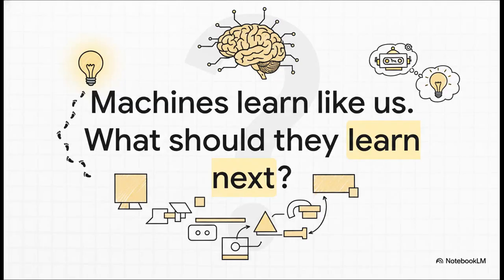So there you have it. It's kind of wild, right? Machines learn in ways that are actually pretty human. They can learn from a teacher, they can discover things for themselves, and they can learn from their mistakes. And all of that leaves us with one last big question to think about. As these machines get smarter and smarter, what's the next big lesson we hope they learn?